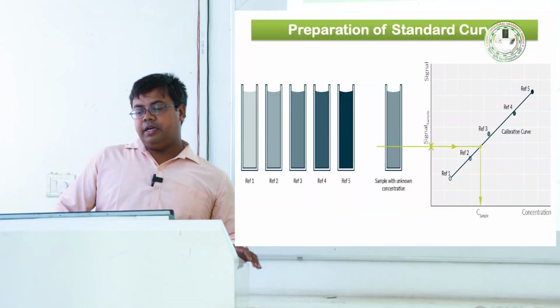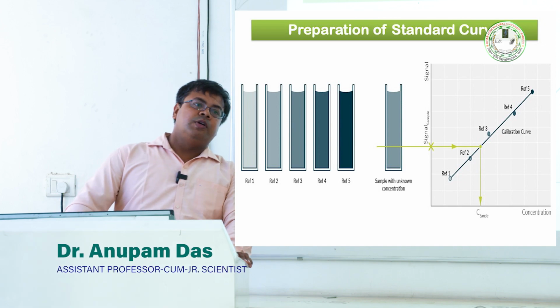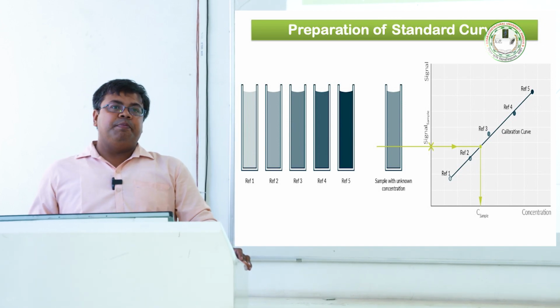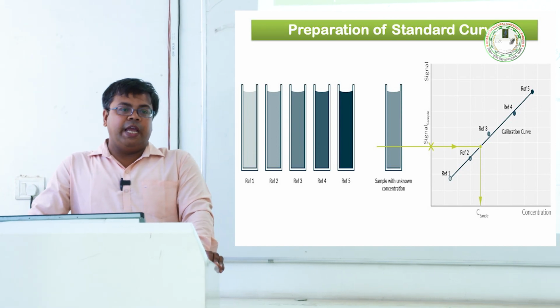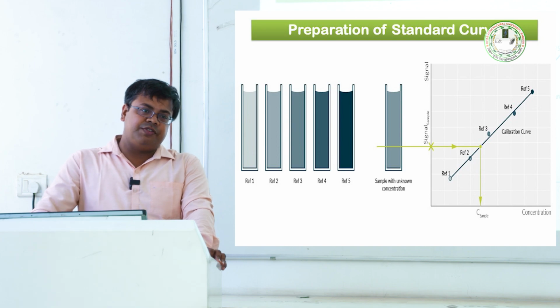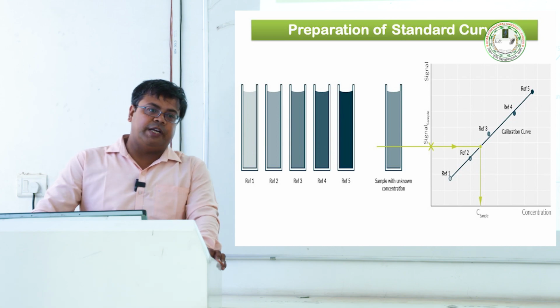Today we are discussing the preparation of a standard curve. You know that this standard curve is required when we determine any element using indirect methods. Titration, for example, is a direct method, where we get the data directly from the burette after the titration.